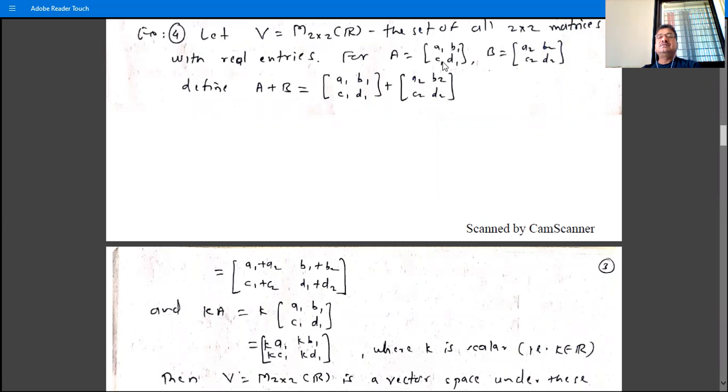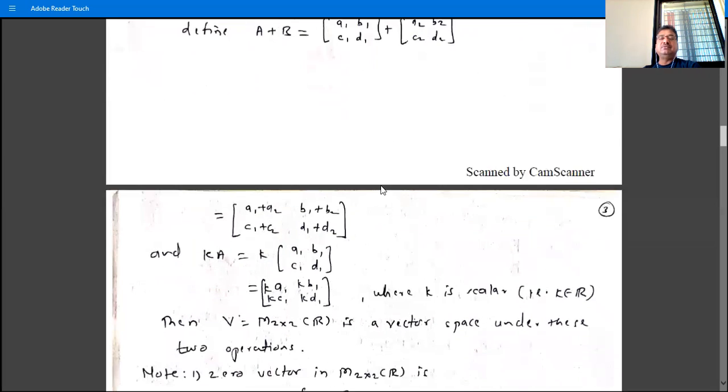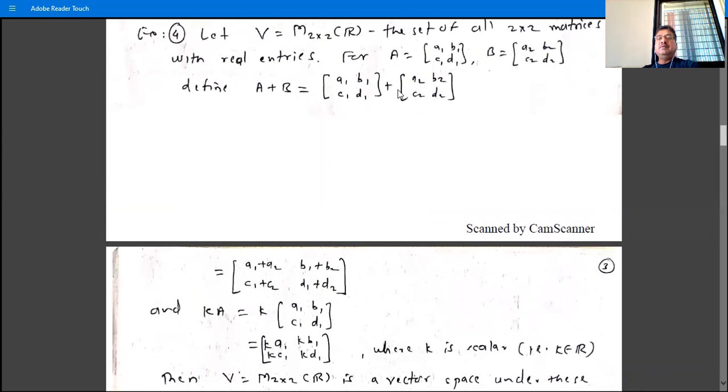For A equal to the matrix [A1 B1; C1 D1] and B equal to [A2 B2; C2 D2], we define A plus B, that is [A1 B1; C1 D1] plus [A2 B2; C2 D2], as [A1 plus A2, B1 plus B2; C1 plus C2, D1 plus D2]. This is again a 2 by 2 matrix. Addition of two matrices of order 2 is again a matrix of order 2, and it is your usual addition of two matrices. We know how to add two matrices, that is the addition of the corresponding entries.